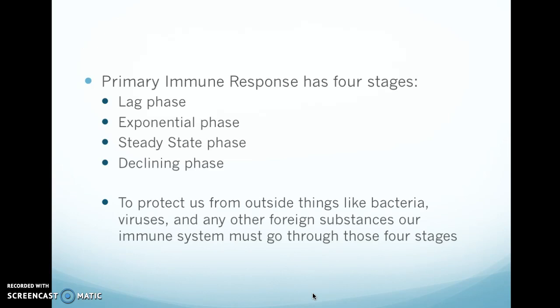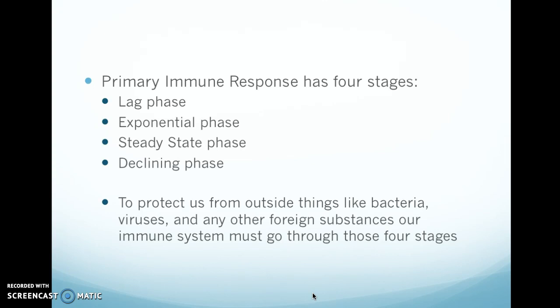So the lag phase is the time from the initial antigen exposure to when antibodies are detected in the blood. This takes about a week for the body to really recognize it. And in this time period between when it enters and when the antibodies are detected, there are specialized B and T cells that are activated when they come in contact with the antigen. So that's the first stage of the primary immune response.